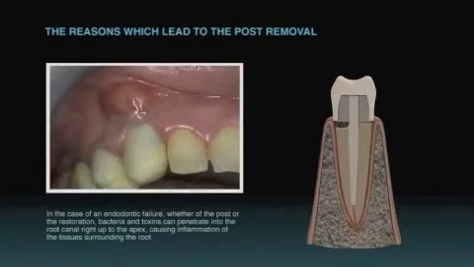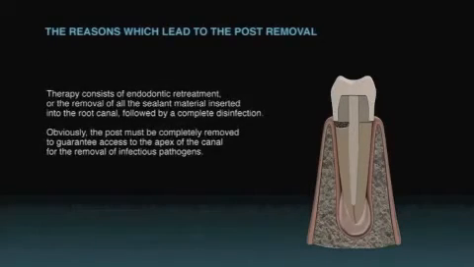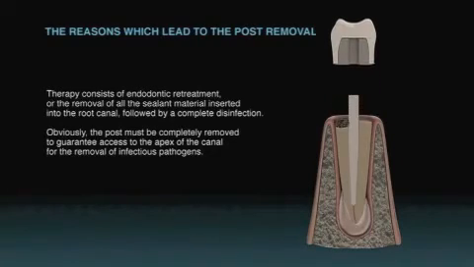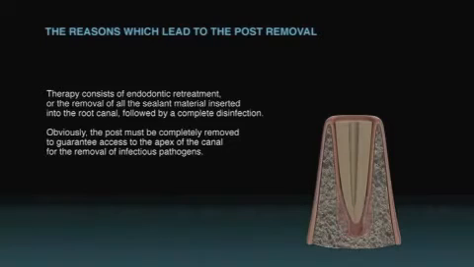In the case of an endodontic failure, whether of the post or the restoration, bacteria and toxins can penetrate into the root canal right up to the apex, causing inflammation of the tissues surrounding the root. Therapy consists of endodontic retreatment or the removal of all the sealant material inserted into the root canal, followed by a complete disinfection. Obviously, the post must be completely removed to guarantee access to the apex of the canal for the removal of infectious pathogens.